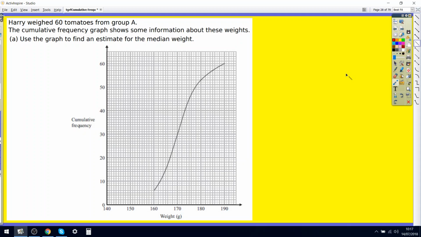Would the median weight be 170? That's it. So person 30 is in the middle, because we just take the simple median, because it won't make much of a difference. And so it is 170 grams weight.